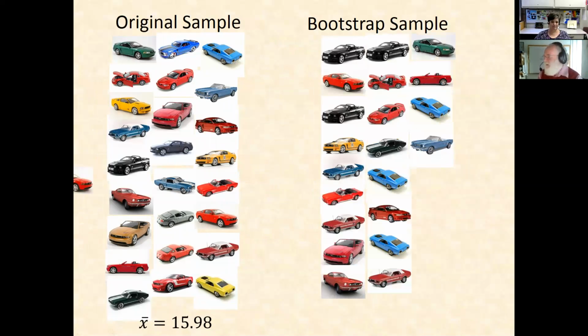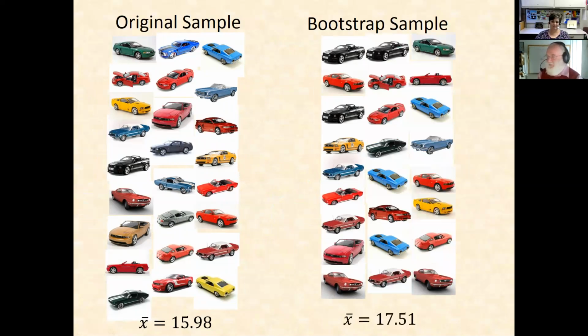Okay, that's a little bit tedious to do, but you can think about doing this even in a classroom. If you have a bag with 25 little model cars in it with prices written on them, the idea would be you shake up the bag, pull out a car, write down the price, put the car back. Shake it up again, pull out another car, write down the price, put it back. Do that 25 times to mimic the size of our original sample. That's 1 bootstrap sample. Find the mean for those. We've got the mean for our bootstrap sample.